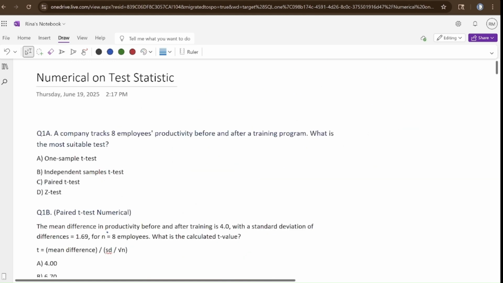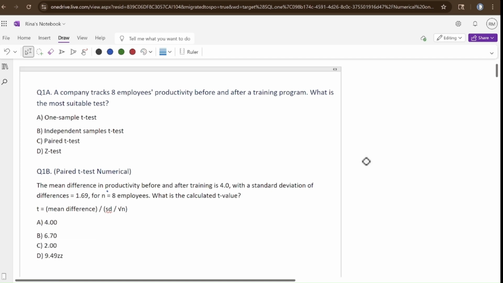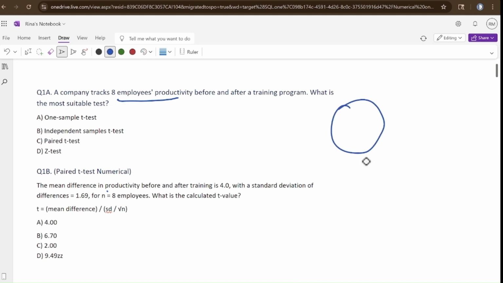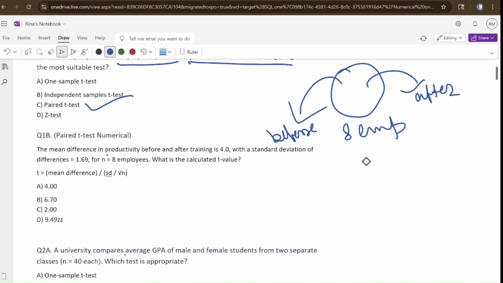Hi everyone, welcome back. Today we are going to do some numericals based on test statistic. First question. A company tracks 8 employees' productivity before and after a training program. Same sample, but you are checking before and after a training program, so that means you will go for t-test. But which t-test? Paired t-test. Now let's do a numerical.